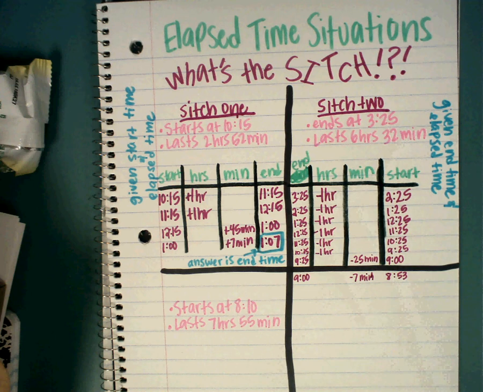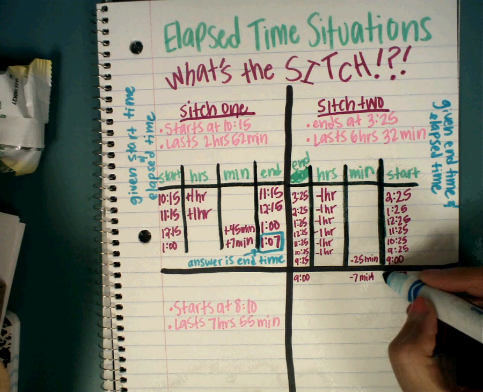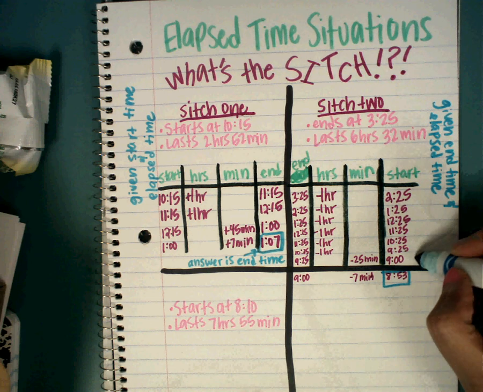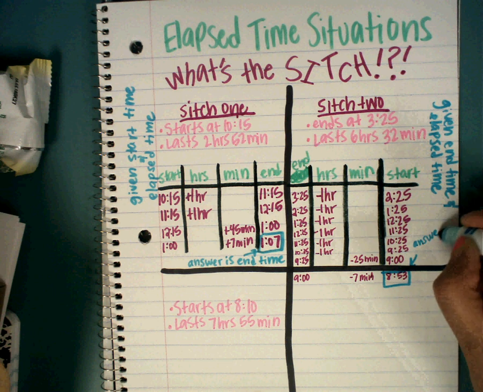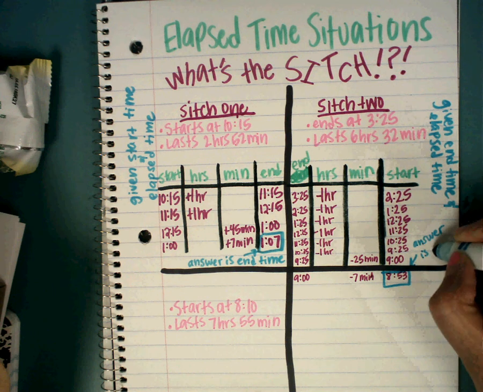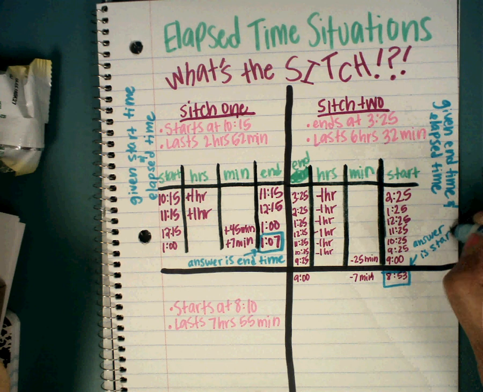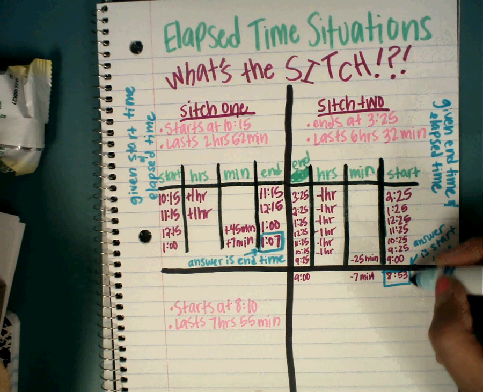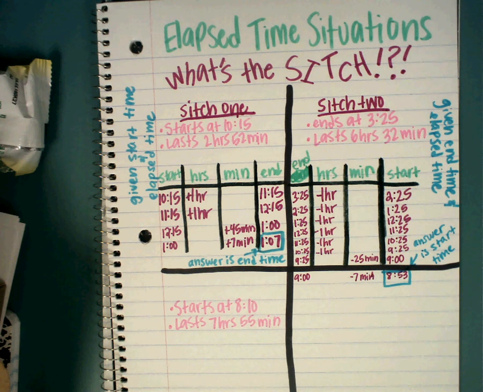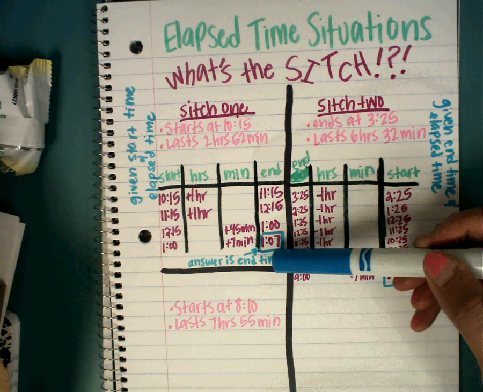Guess what? This is my start time. So in this case, my answer is my start time. Look at what column this is in. This is in the start time column. That's how I know what it is. Okay? Over here it was in the end time column. That's why the answer was the end time.